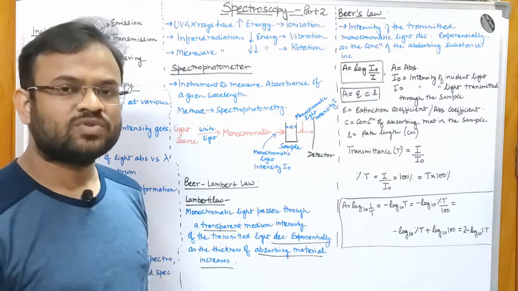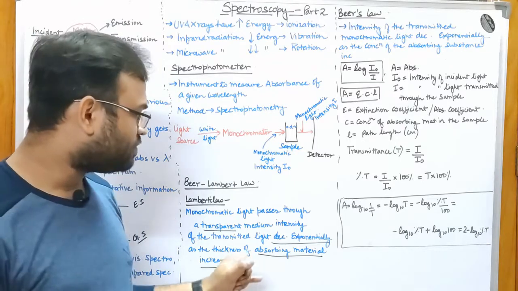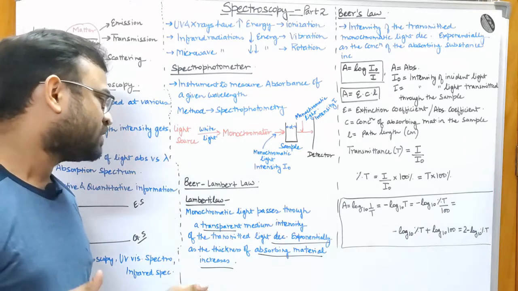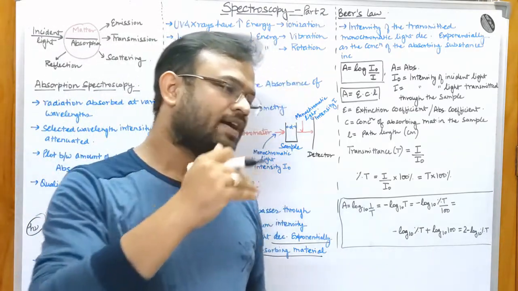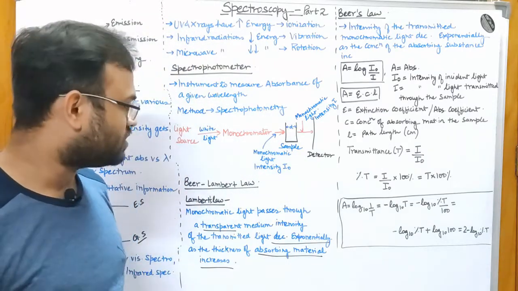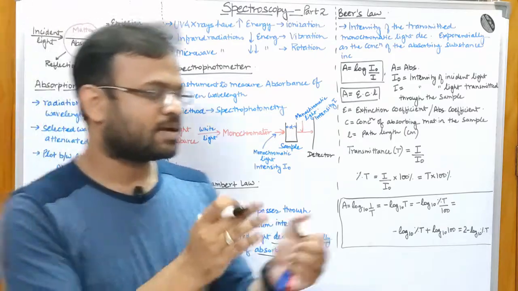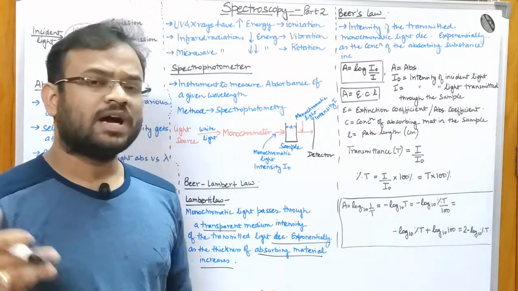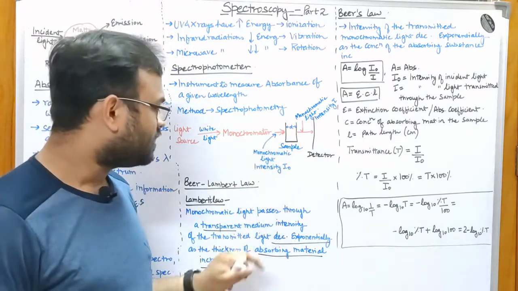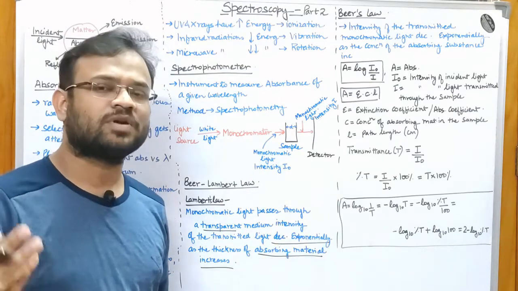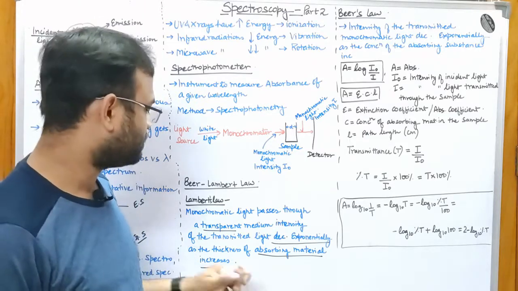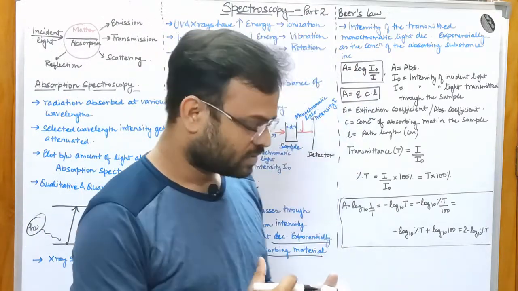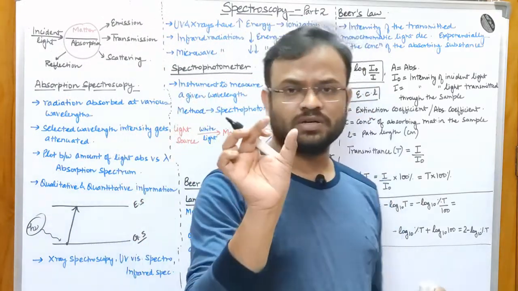The more the thickness, there would be an exponential decrease. If the thickness is more, there would be a higher absorption of the light, right? The more the sample, the more the cuvette length, the higher the absorption of the light, and this would be in an exponential proportion, not a linear proportion, but an exponential proportion. Right. So now coming to Beer's law. Lambert's law was dealing with the thickness.